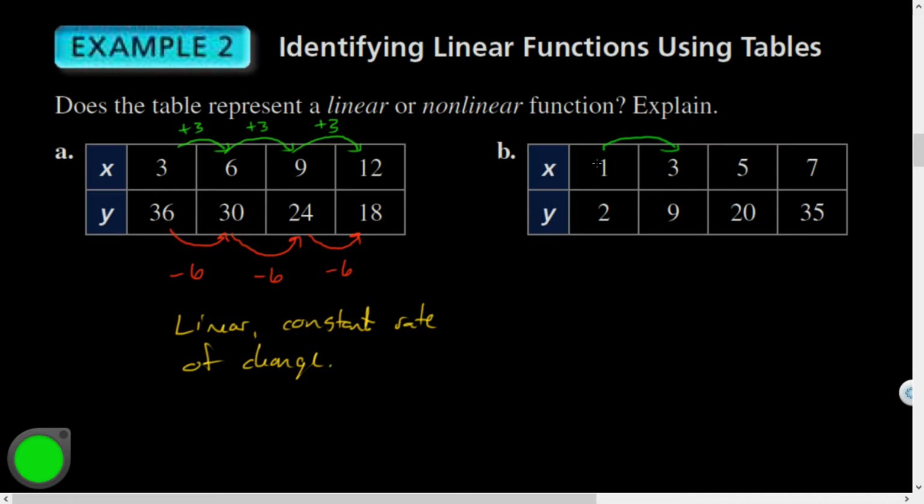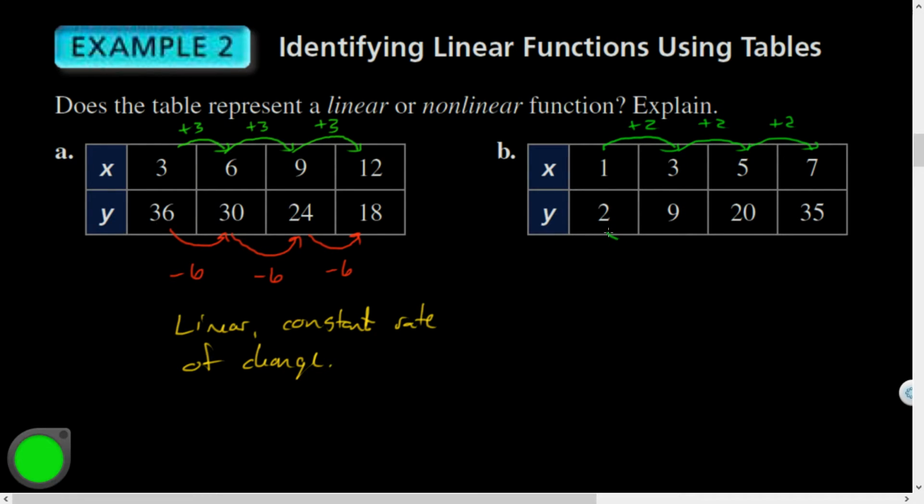All right, let's look at part B. 1 to 3, what's the change? It's adding 2. 3 to 5, 2. 5 to 7, 2. So when I pick my inputs, if I'm going to be examining a function to see if it has a constant rate of change, I need to pick inputs that are equidistant from each other. They have to be constant. And now I'll analyze the y. Let's see what happens for the y.